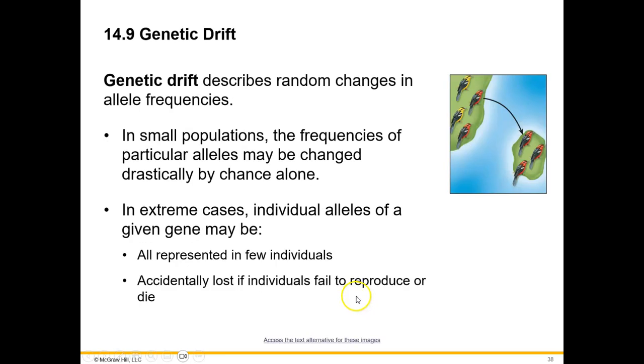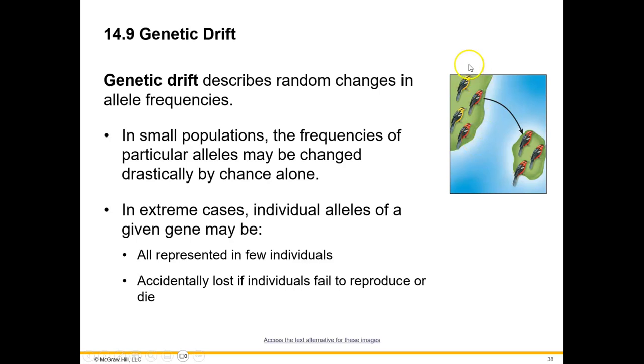Also, genetic drift. When we talk about genetic drift, it's just describing random changes in allele frequencies. And in small populations, the frequencies of those alleles could be changed drastically by chance alone. In extreme cases, individual alleles of a given gene could be only represented in very few individuals, or they could also just accidentally be lost if individuals fail to reproduce or die. You can see an example of genetic drift over here.